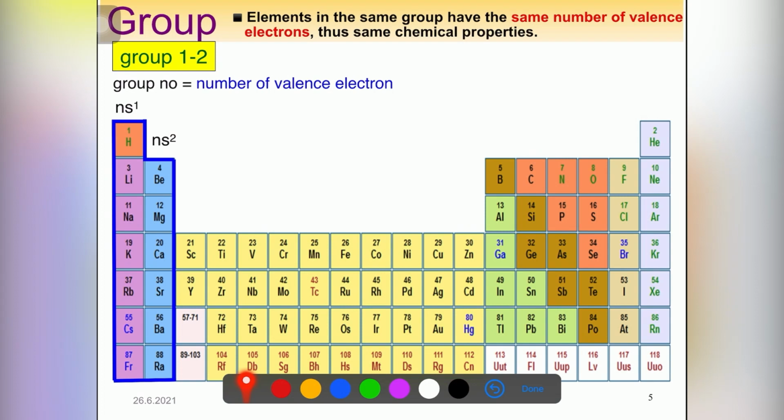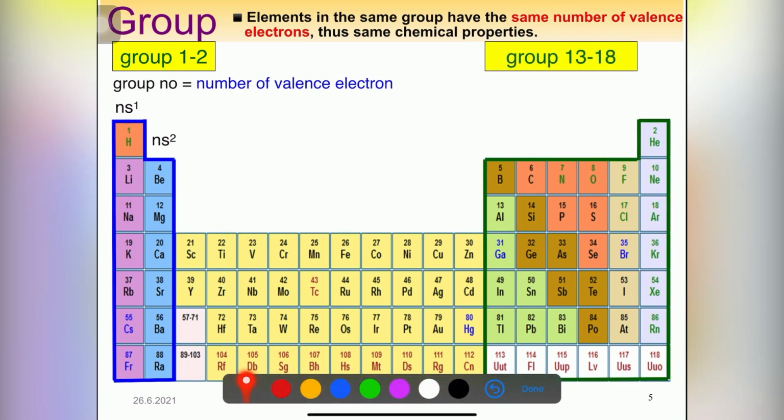So for groups 1 and 2, valence electrons occupy orbital s. For group 1, there will be 1 valence electron in orbital s. Group 2, there will be 2 valence electrons in orbital s. Okay, let's see group 13 until 18.